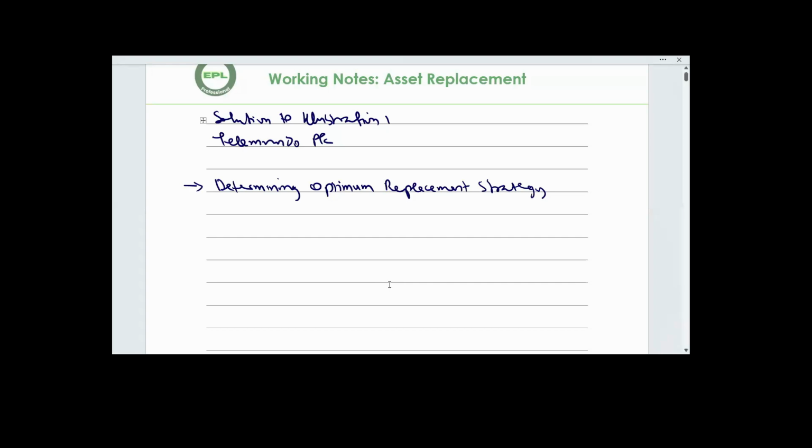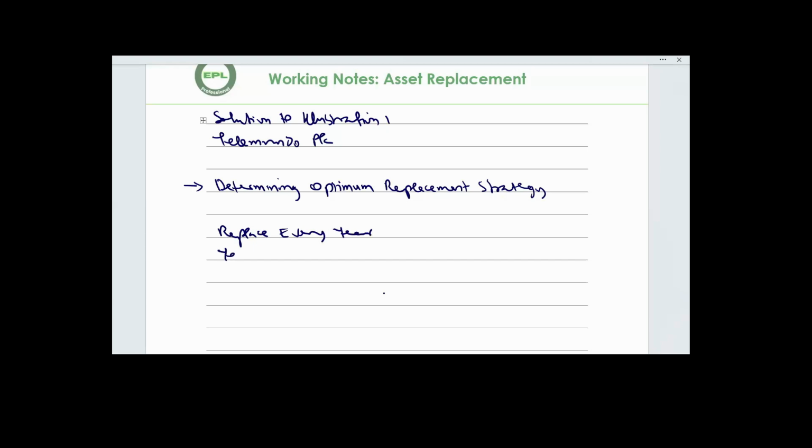Like I said, there are 3 procedures using annual equivalent value or cost. The first procedure is to calculate the NPV of each replacement cycle. The useful life of this asset is 4 years. That means there will be 4 replacement cycles. Therefore, I will say replace every year. If you replace the asset every year, what will be the NPV?